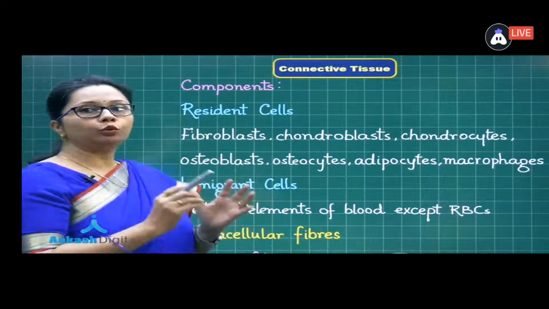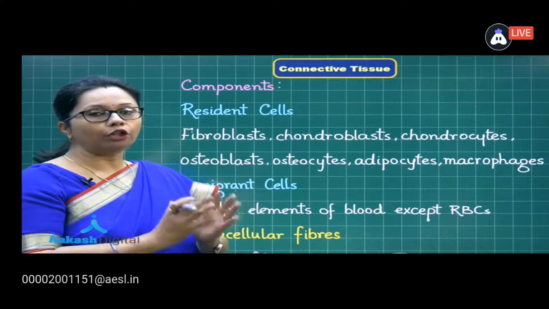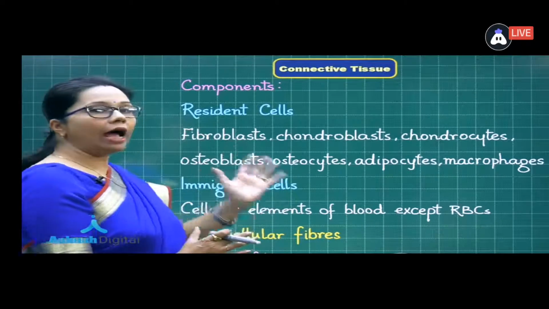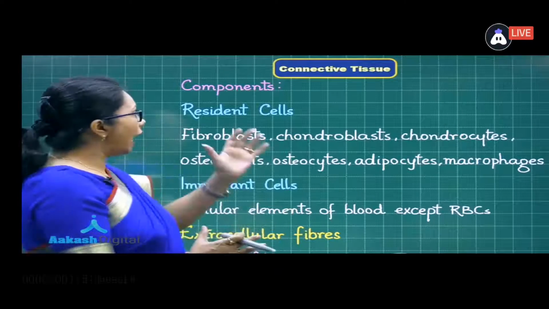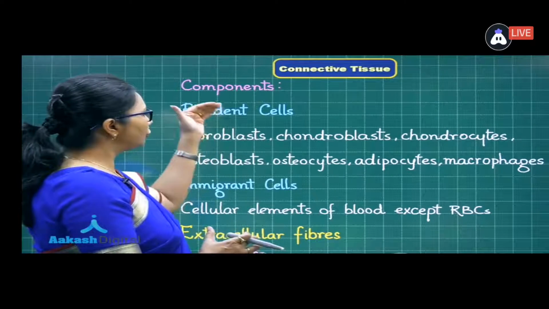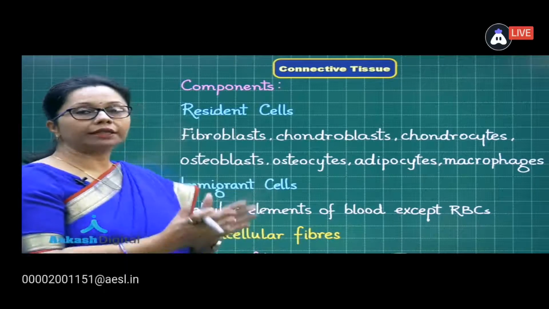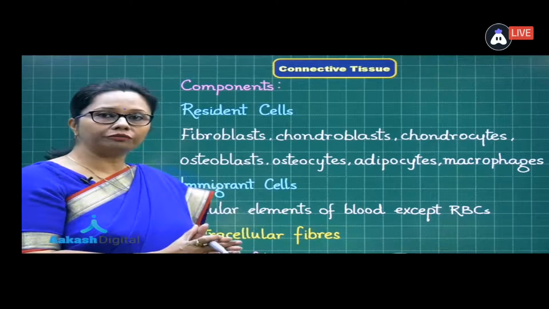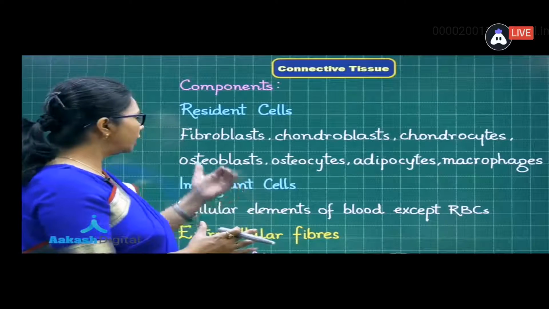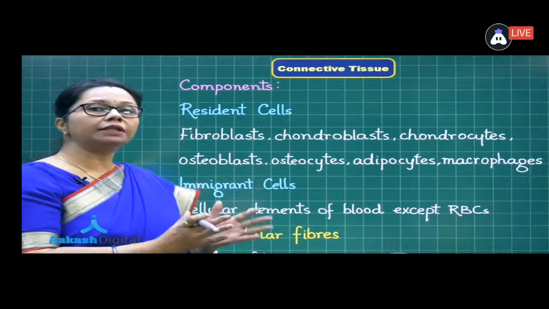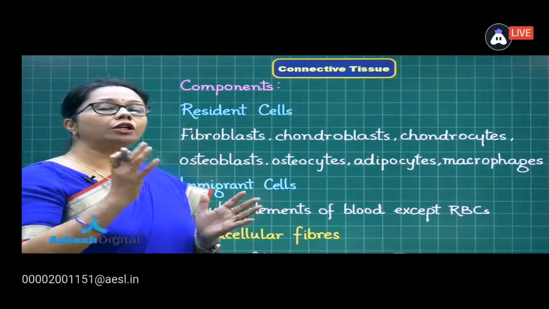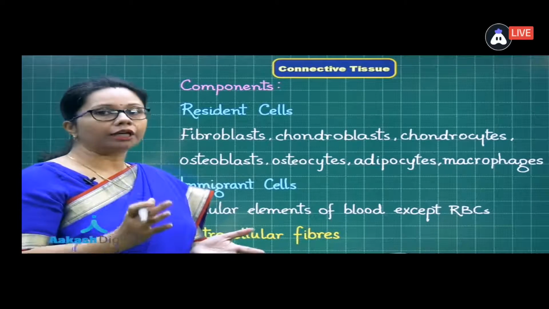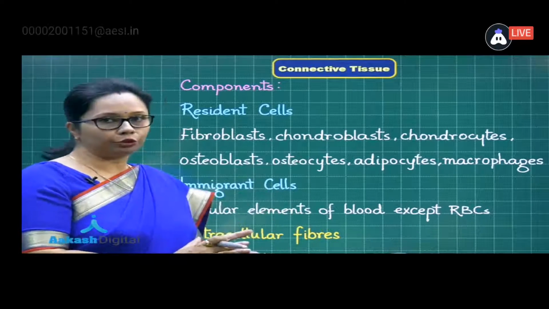All connective tissues have certain components, and those components are of course their cells and the matrix. The cells can be put into two categories: the resident cells, that means the cells which are part and parcel of the connective tissue, and the immigrant cells, that means the cells which can reach into the connective tissue from the capillaries. They can come out of the capillaries and enter into the tissue.